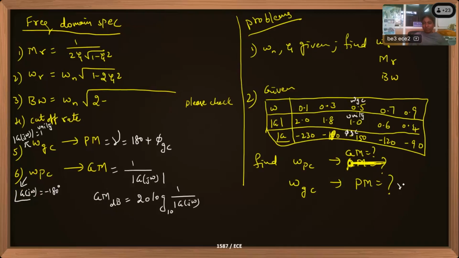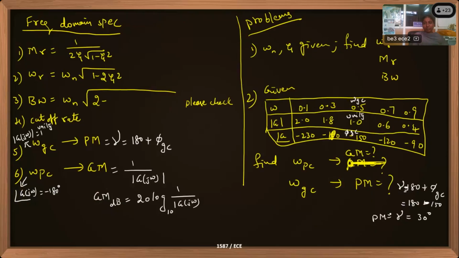So the phase margin formula is gamma equals 180 plus phi GC. Here it is 180, and this is minus 150, as I have written in the table. So 180 minus 150 becomes 30 degrees, which is the phase margin.